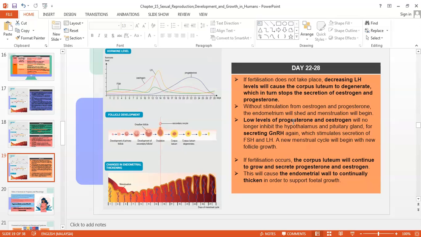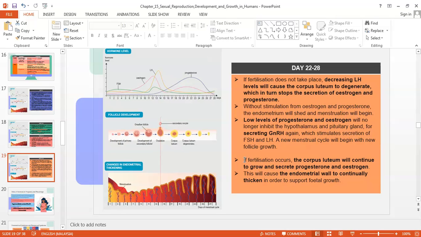So the low level of estrogen and progesterone will no longer inhibit the hypothalamus and pituitary gland from secreting gonadotropin releasing hormone, which stimulates secretion of FSH and LH, so a new menstrual cycle will begin with the new follicle growth. Mestilah start dengan follicle stimulating hormone.